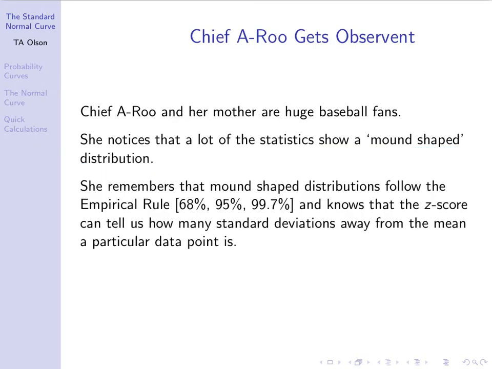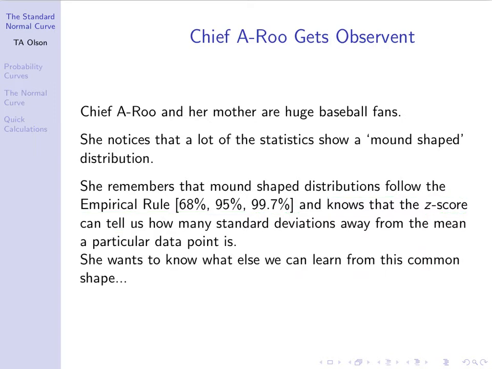She also remembers from earlier in the class that mound-shaped distributions tend to follow something called the empirical rule, where 68% is between one standard deviation below and one standard deviation above the mean, 95% is 2 standard deviations below and above, 99.7% is 3 standard deviations below and above the mean, and that the z-score of a particular data point can tell us how many standard deviations away from the mean it is. So if we know all of this information about things that have this mound shape, she wants to know what else we can learn about this common shape and particularly data points in it.